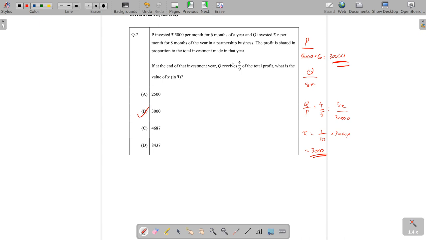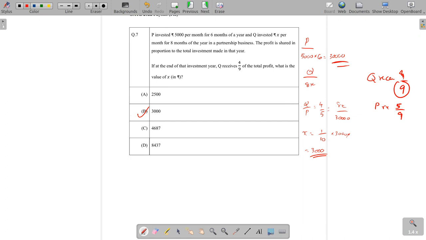Okay, the profit is shared at the end of the investment year. So at the end of the investment, Q receives 4/9 of the total profit. Okay, if total profit is 9, then Q receives 4 and P receives 5/9. P receives more. Okay, so total is 9 and 5 parts for P and 4 parts for Q.